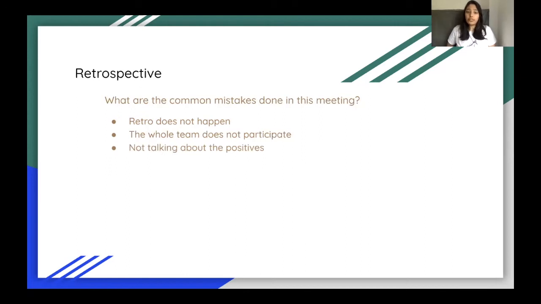Not talking about positives. This is linked to my first point, as I said. People don't have it because you usually think retrospectives are to talk about problems, so you emphasize more on that. But talking about positives is always important.